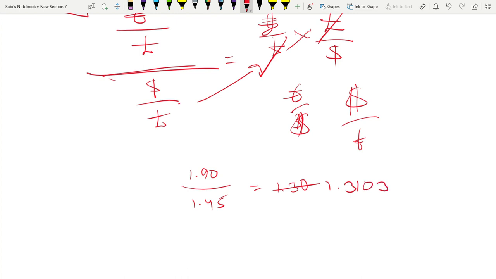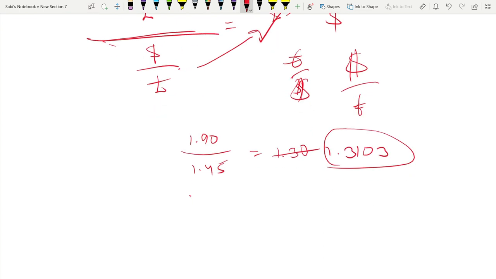1.3103. This is the cross rate. Using this rate, what was the transaction value given? $100,000.